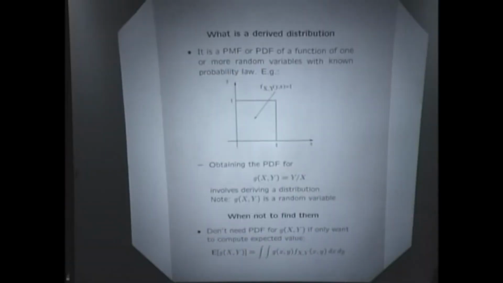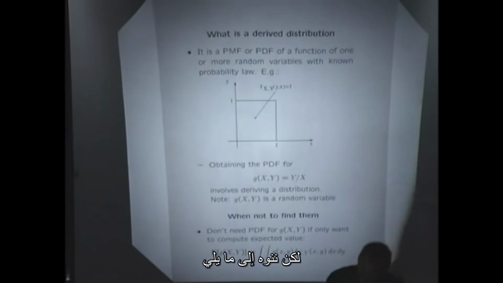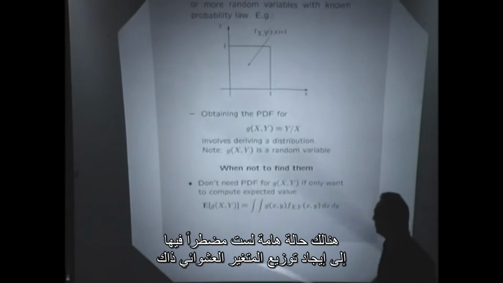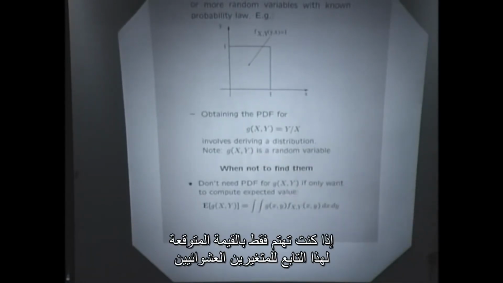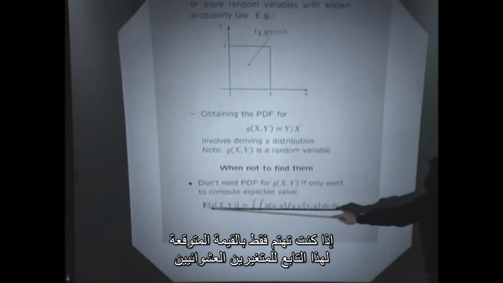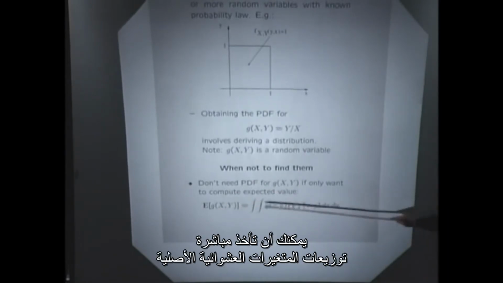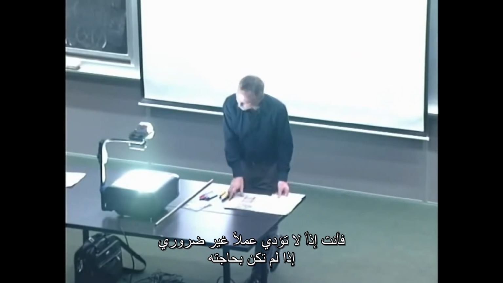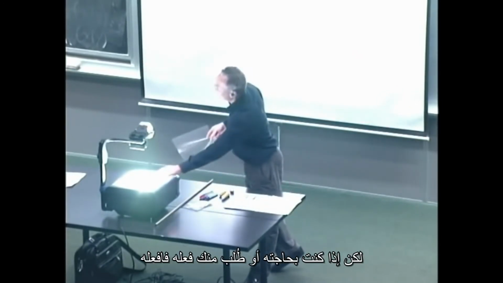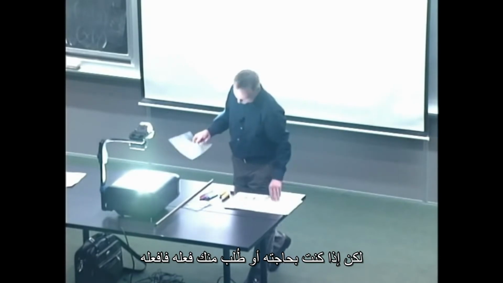A caveat, however, there's an important case where you don't need to find the distribution of that random variable. And this is when you want to calculate expectations. If all you care about is the expected value of this function of the random variables, you can work directly with the distribution of the original random variables without ever having to find the PDF of g. So you don't do unnecessary work if it's not needed, but if it's needed or if you are asked to do it, then you just do it.